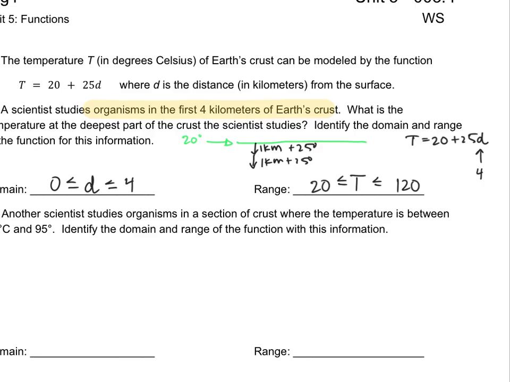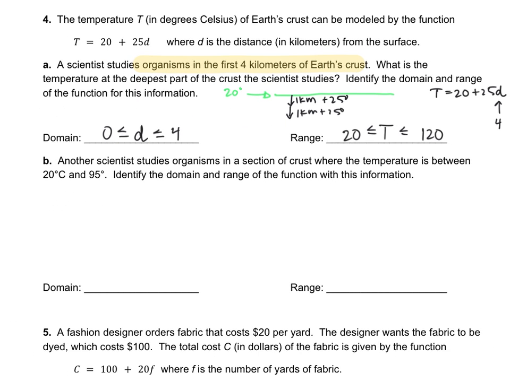This one is going to be like working backwards. So now instead of saying that they're going to study organisms between 0 and 4 kilometers, they're saying they're going to study organisms where the temperature ranges between 20 and 95 degrees. So this time we're being told the range. And now we're going to work backwards to figure out what the distances would need to be in order to make that happen. So first I'm going to begin by replacing the temperature with 20.